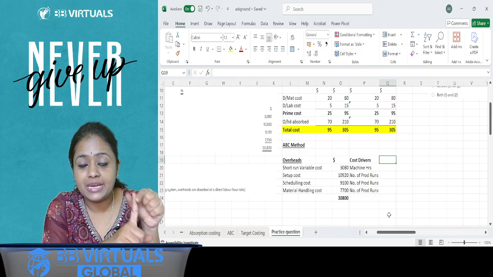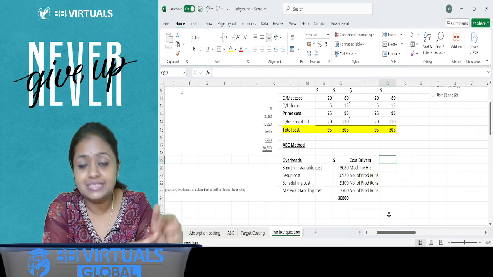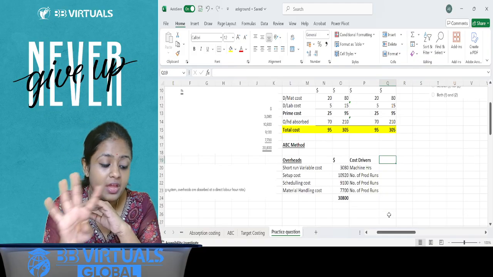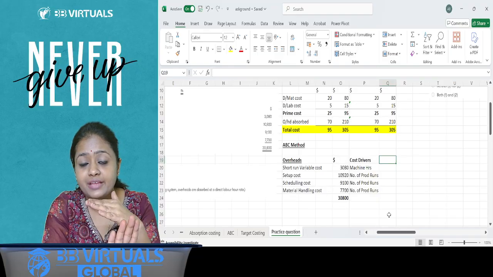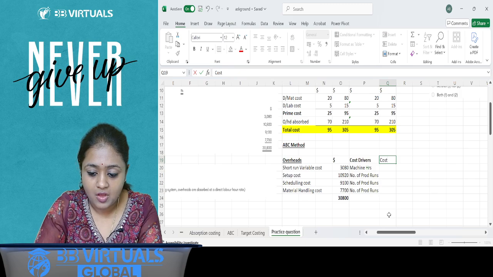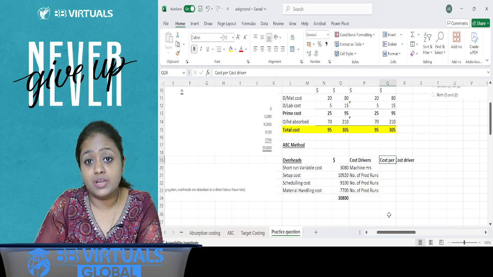First step, identifying the overheads. Second step, identifying the different activities. Third step, identifying the cost drivers. We have covered them. Now fourth step, identify the cost per cost driver. So let's do that quickly. Cost per cost driver. Can we do it? Of course.